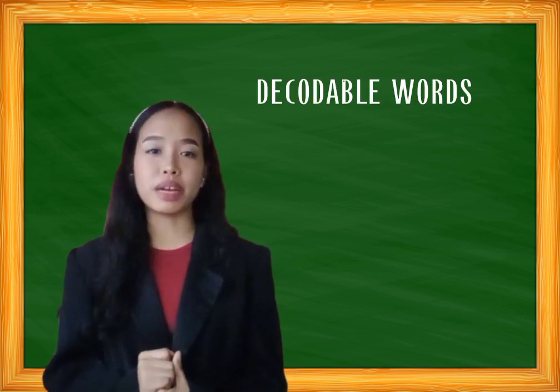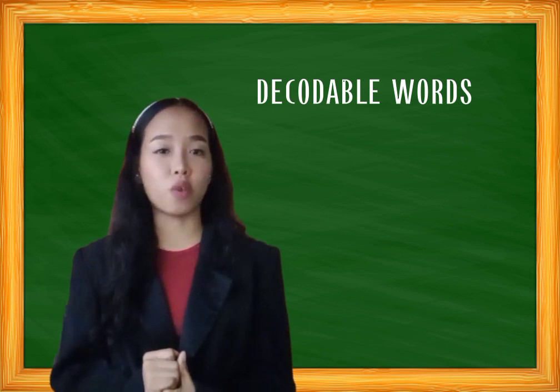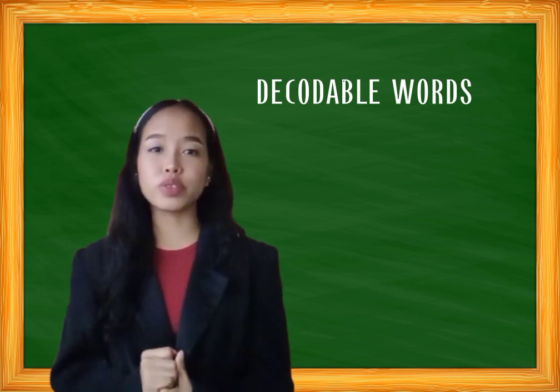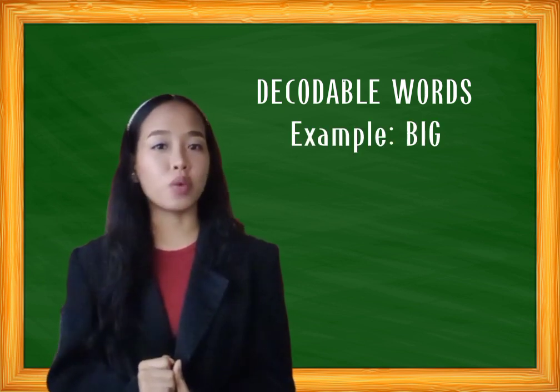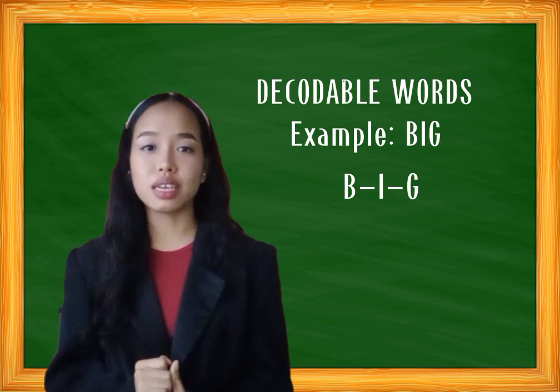Decodable words are spelled the way they sound and follow the phonics rules. We are supposed to sound them out. For example, the word big. The word sounds b-i-g.